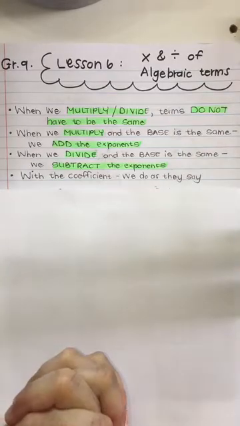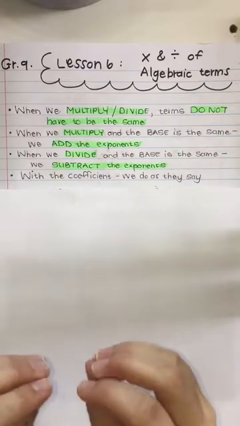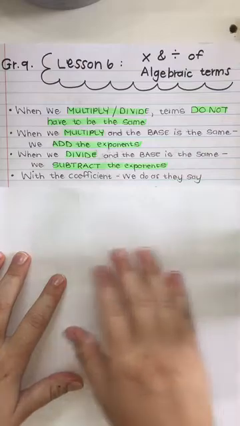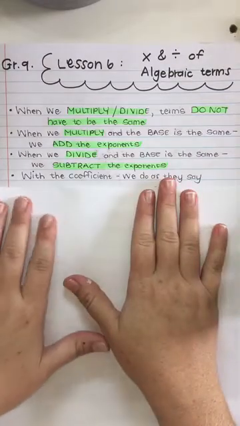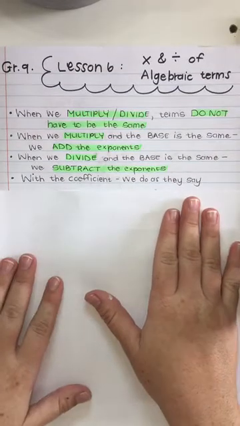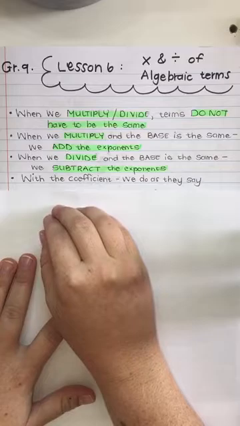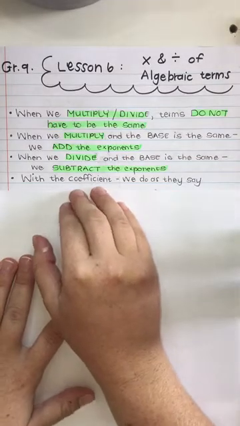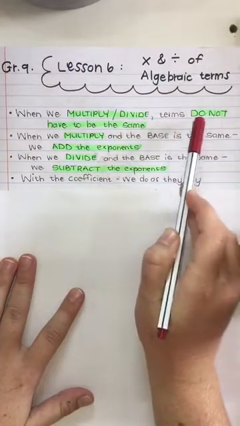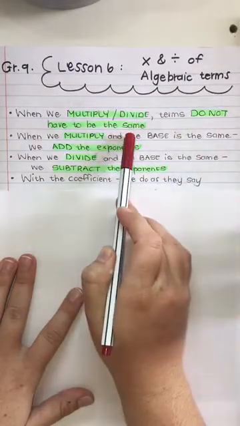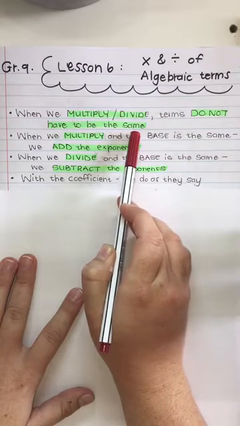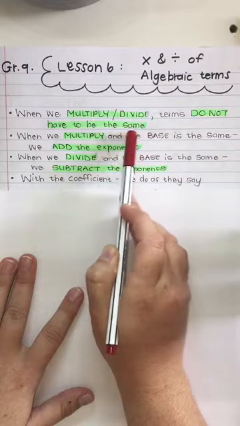Okay, guys, very important in this work is that you know your rules. It is very, very important because you can get confused very quickly, and if you don't know your rules really well, then you are not going to be able to do this. So these are our rules for multiplying and dividing algebra terms. When we multiply or divide, terms do not have to be the same. They can be the same, but they don't have to. Now remember, when we add or subtract, the terms have to be the same. So do you see the rules differ?